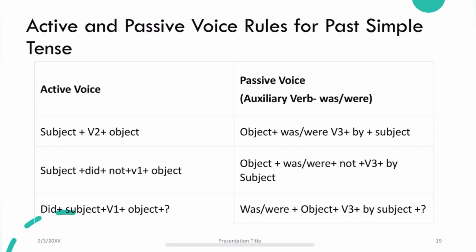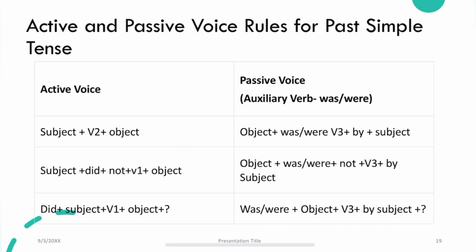The second is when we are making a negative sentence in the past simple tense. The rule in the active voice is subject plus did not plus first form of the verb plus object. And when we change it into the passive voice, the rule will be object plus was/were plus not, then third form of the verb and then by and subject.